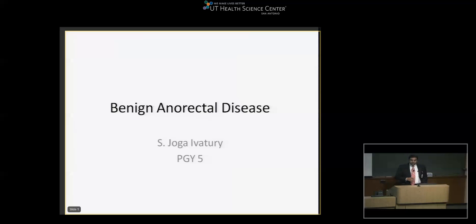In physical examination, you may notice an external or secondary opening, which may be draining purulence, and then there's also an internal or primary opening. This is Goodsall's rule, which is important, obviously, for examinations.